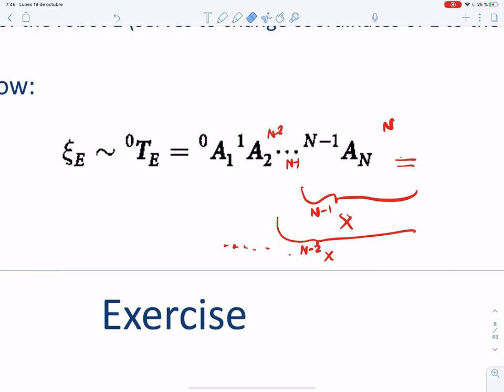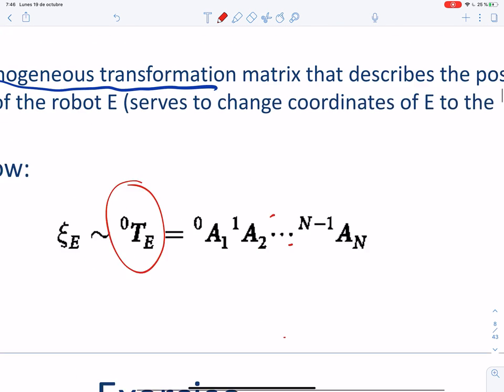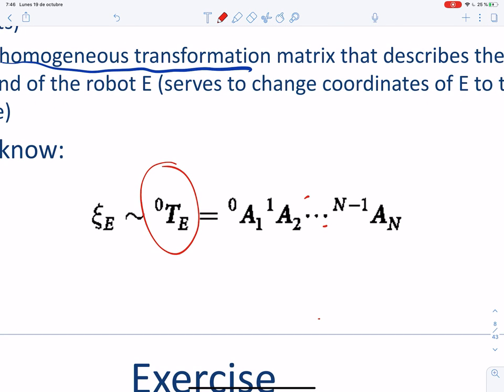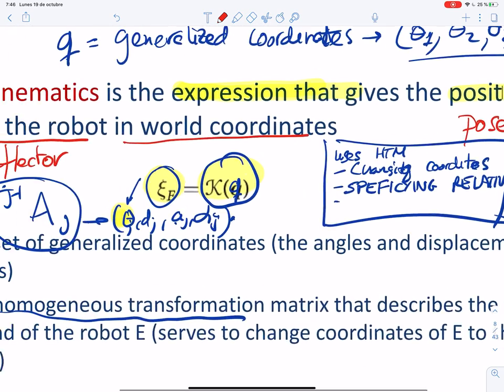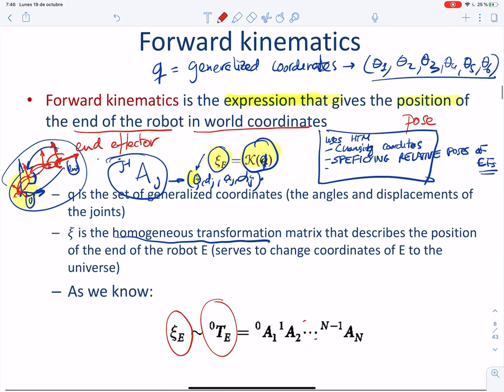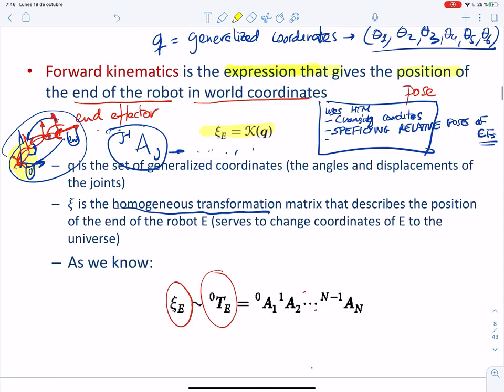So this multiplication in series would give us the total homogeneous transform matrix that transforms coordinates with respect to the end effector to coordinates with respect to the universe, right? And this is what we call G sub E, and this is the main expression that we are searching for in this slide, okay? And this main expression appears here. And this expression is called the forward kinematics.